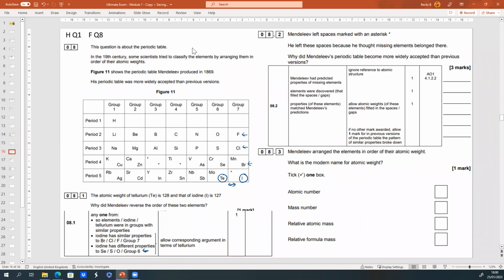Okay. So Mendeleev left spaces, he left gaps with an asterisk. He left spaces because he thought there were missing elements along there.